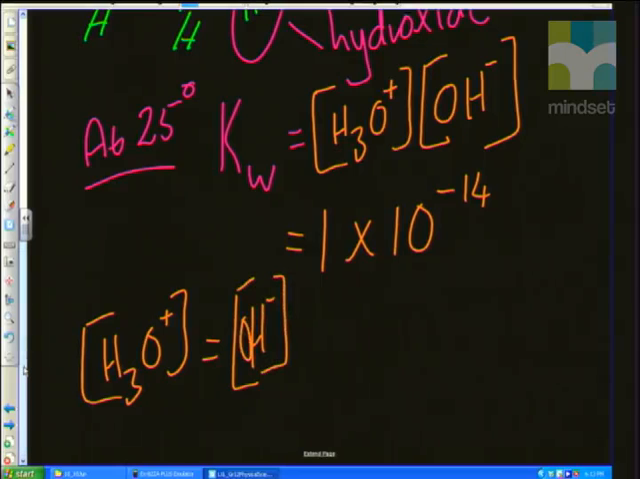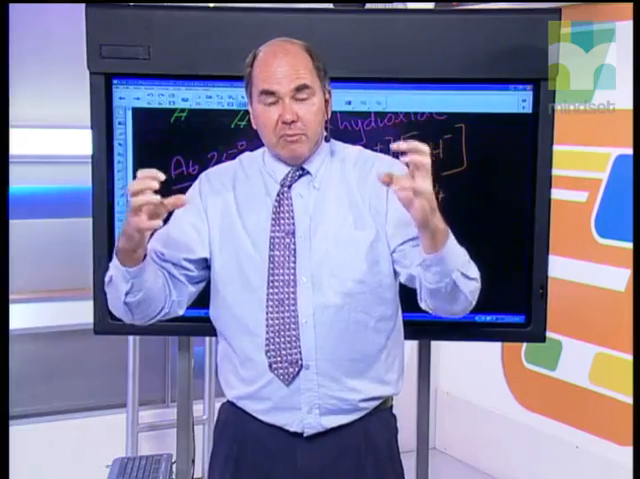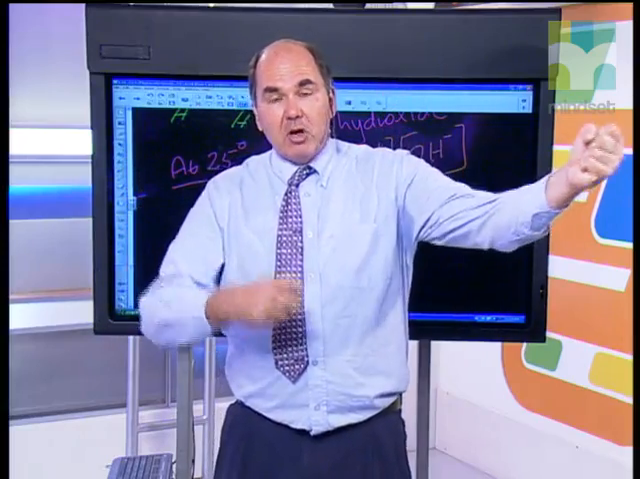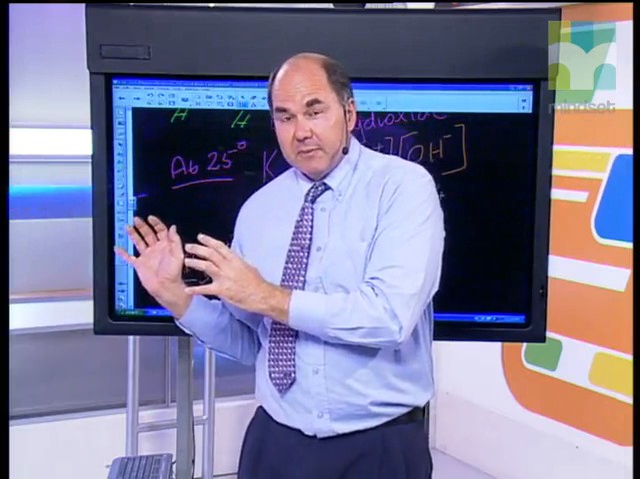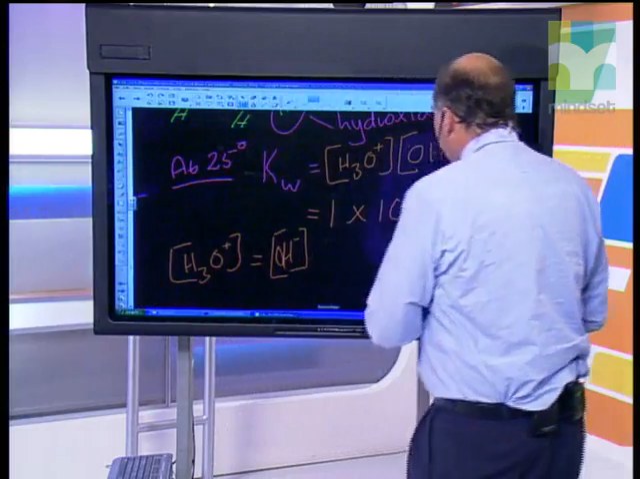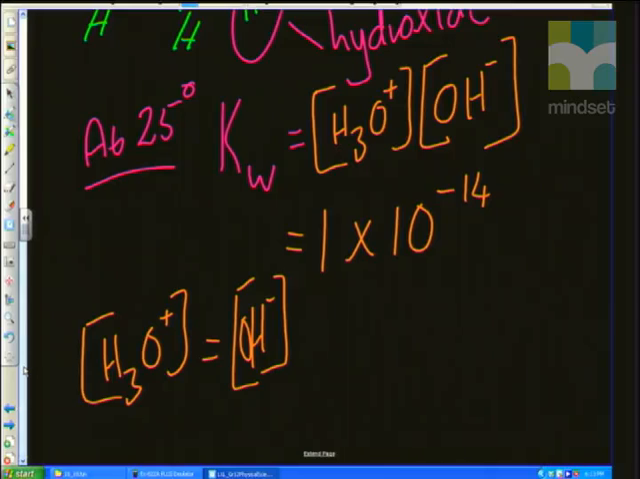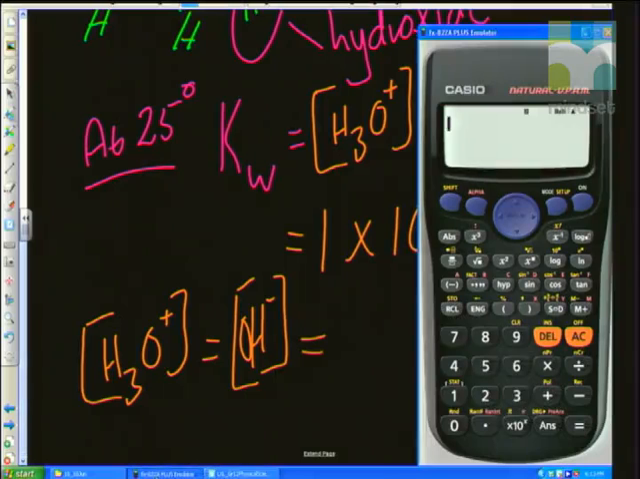For every 2 water molecules, we'll get 1 hydroxide and 1 hydronium in this pure water situation. So that tells me that if I want to get the concentration of both of them, then it must be the square root of 1 times 10 to the minus 14. So let me put that into the calculator, and I'm going to say 1 exponent 14.